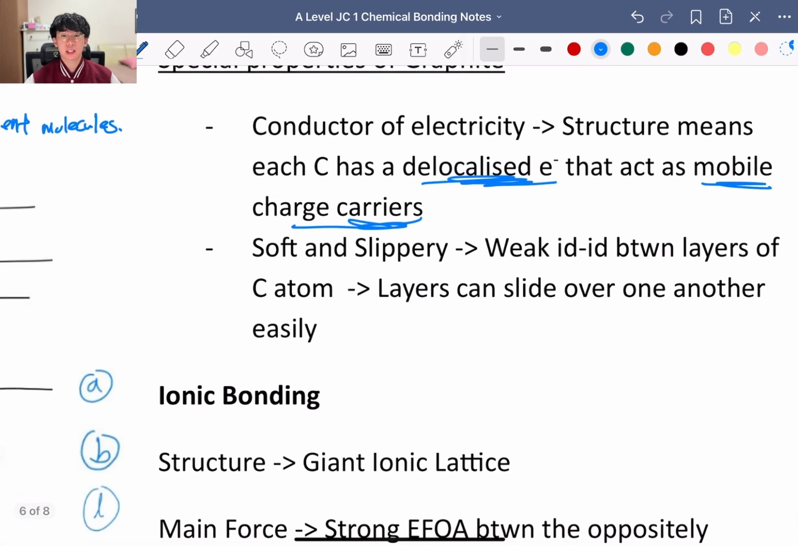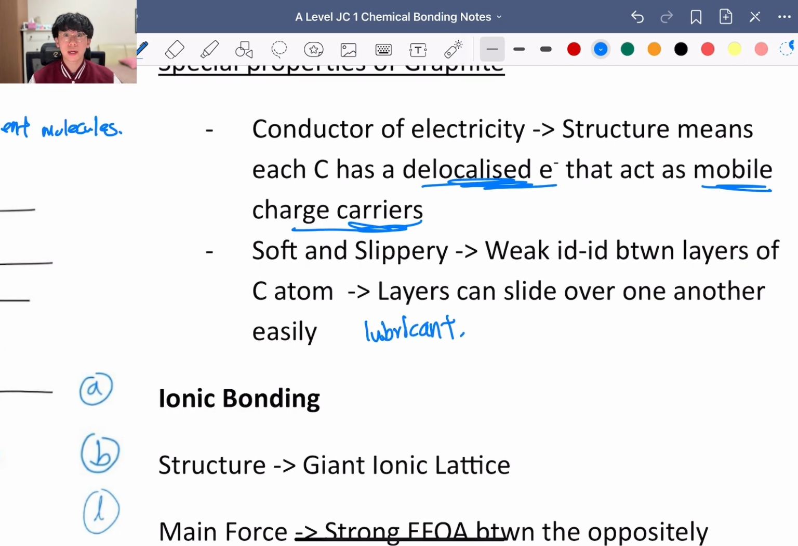And they tend to be soft and slippery. So this is because of the weak van der Waals forces between the layers, right? So you can actually have the layers shifting over each other like this, right? And it looks like I'm dancing, but because of that, it's really often used as a lubricant.